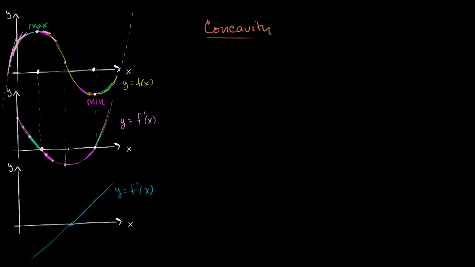So this entire section right over here, the slope is decreasing. And you see it right over here when we take the derivative. The derivative over this entire interval is decreasing.